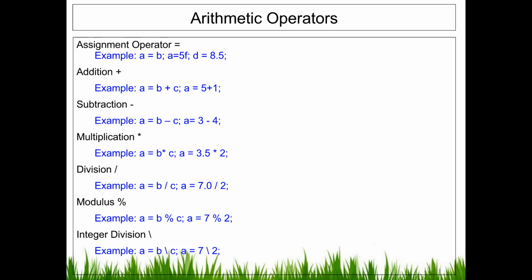So in the next example, a equal to 7 percentage 2, a will have a value of 1. Integer division means you divide a number and then round it to the nearest integer. Actually, it's not rounded, sorry, it's truncated. A equal to b backslash c, so a equal to 7 divided by 2 is actually 3, not 3.5 or 4, it's 3. So you have to be very careful.